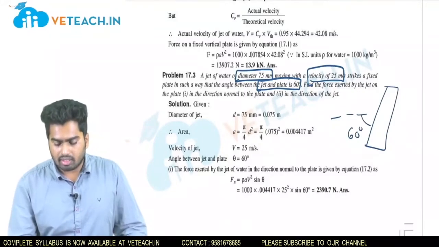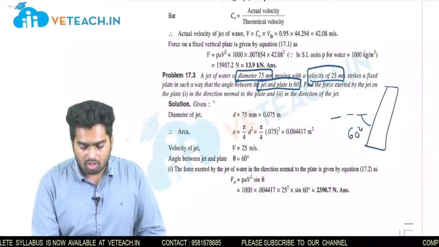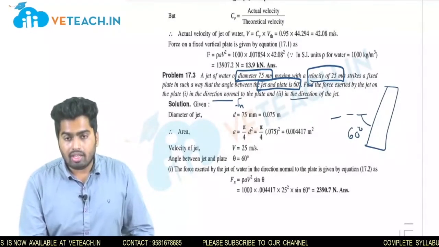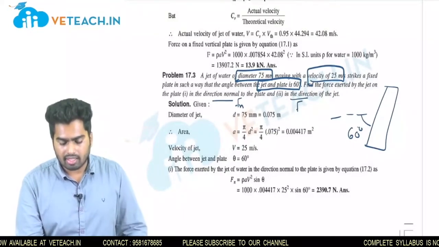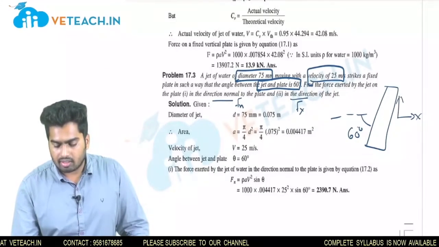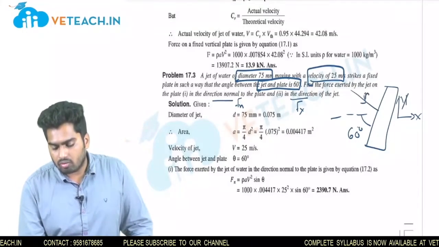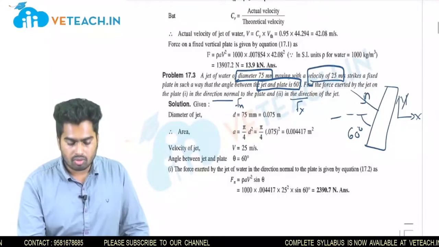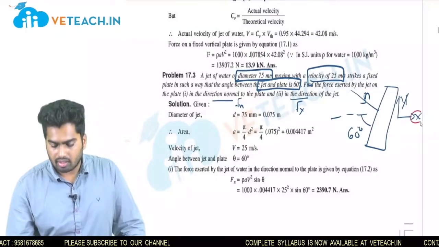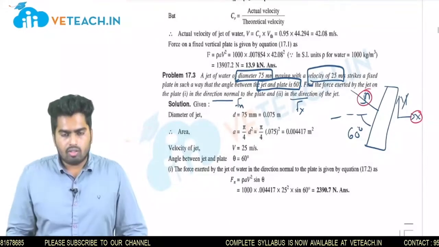Fine. What he is asking is to find the force in the normal direction, that is Fn, and also the force in the direction of the jet, that means the x axis. Here this is the x axis, this is the y axis, and this is the normal direction. So we have to find the force in the normal direction and the force in the x direction.